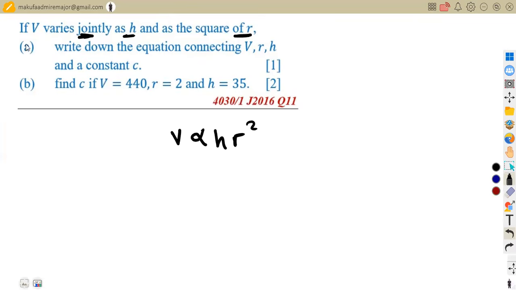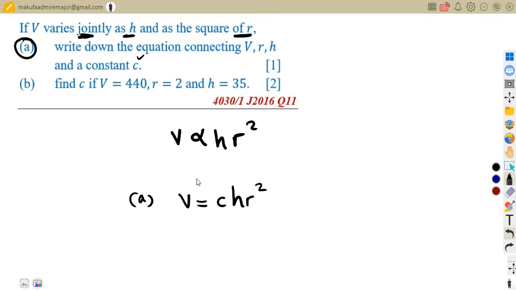The question is here, write down an equation connecting V, R, H, and a constant C. You are given the constant to use. You are not using your own constant. They told you the constant to use. The constant is C. So we are going to have our item A as V is equal to, in place of that K, we are using C. So it's going to be CH R squared like this.